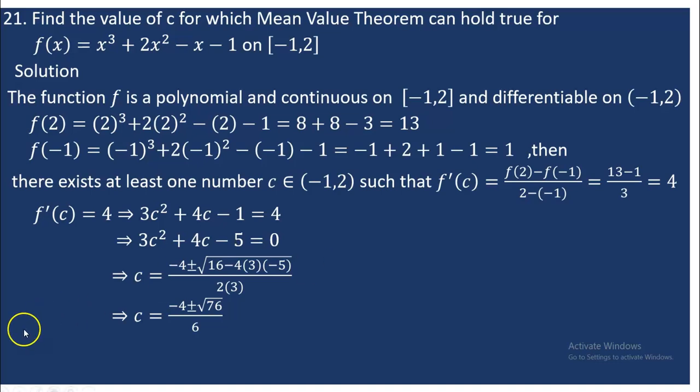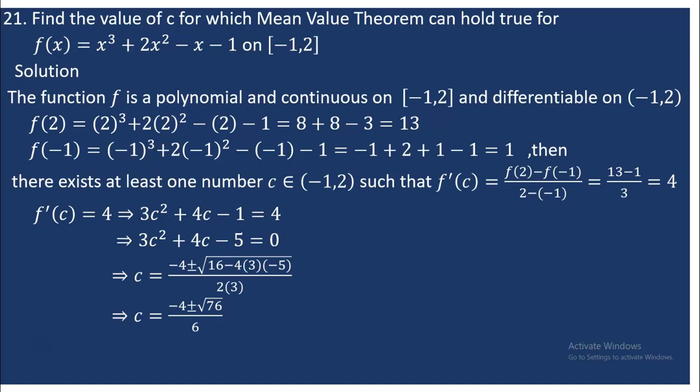Now here, clearly we don't consider the minus one. The reason why we are not going to consider the minus is because of -4 minus radical 76. You know that radical 76 is a number in between 8 and 9, right? Because 8 squared makes 64 and 9 squared makes 81. So radical 76 is in between 8 and 9. So -4 minus 8 point something is going to be -12 point something, divided by 6 makes about -2. So it will be out of the given interval.